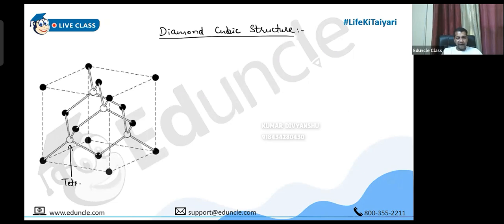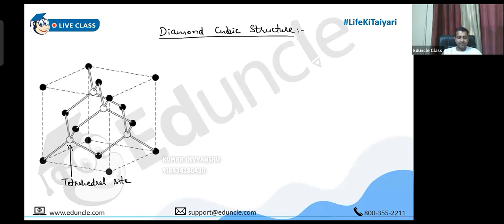This is a tetrahedral site. Tetrahedral means the void which has coordination number 4. You can clearly see that it has been joined with 4 carbon atoms. So all of these carbon atoms are present at the tetrahedral sites. So that I can identify them easily, I have represented them with the white sphere or circle.